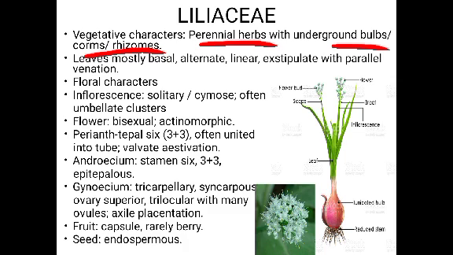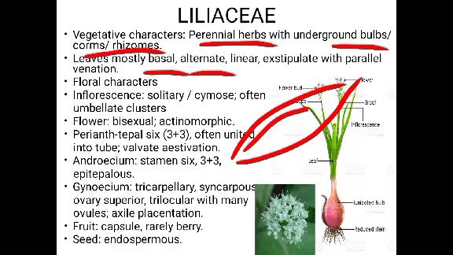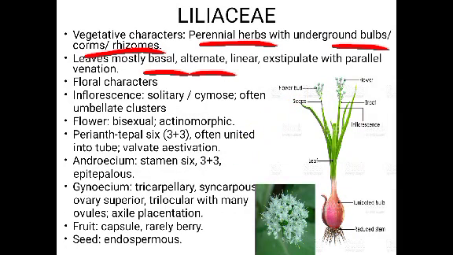Then when we see the leaves, they are basal. They will be seen attached to the basal part of the stem. Then alternate, only one leaf at a node. Linear, the leaves will be long. You can see here the leaves are long in nature, isn't it? So leaves are linear. Then exstipulate, no stipule is there at the base. Then they are having parallel venation. In the previous family we saw reticulate venation. Here it is parallel venation. Suppose this is the leaf, you can see the veins parallelly arranged like this. That is parallel venation. Venation means arrangement of veins on the leaves.